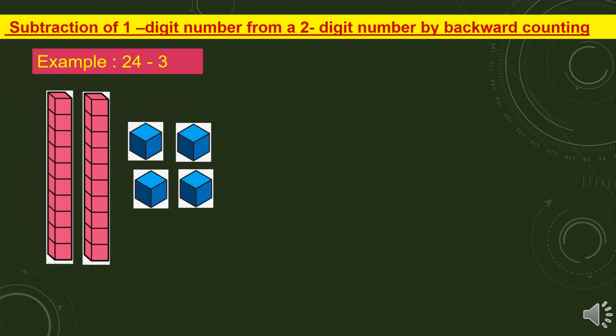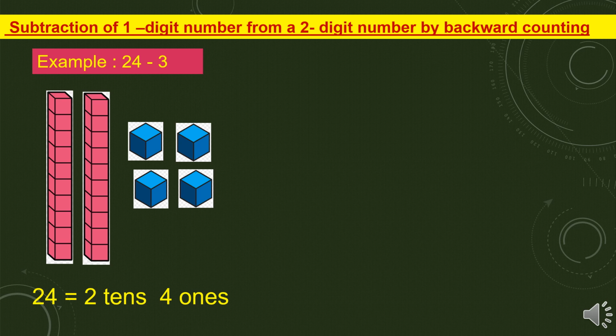So if we want to represent the number 24 through pictures, what will we have? We will have two rectangular strips or rectangular bars for the number 24, because the number 24 has two tens and it has four ones. So four small ones boxes. 24 has two tens and four ones. So in the picture form it will be represented like this as we have shown.